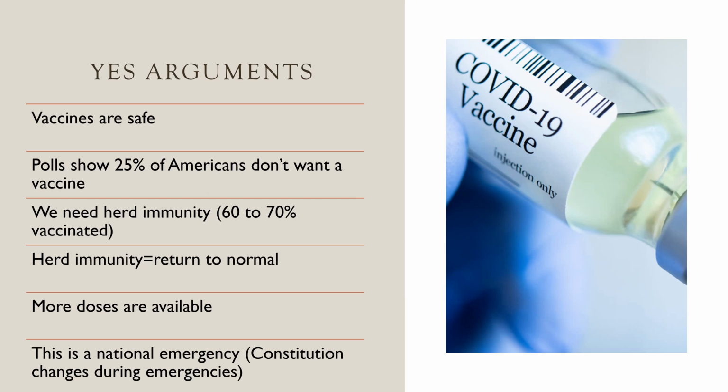If we have herd immunity, then we will return to normal. Again, this was back in February, in a time when we were wearing masks everywhere, and businesses were still closed, and there were certain things you couldn't do. So people that say yes say the more people get vaccinated, the more we return to quote unquote normal. More and more doses are available, and this is a national emergency, and the Constitution changes during emergencies. I always like to bring up wartime. When we have wartime, people's civil liberties are curtailed during a war, and so forth.